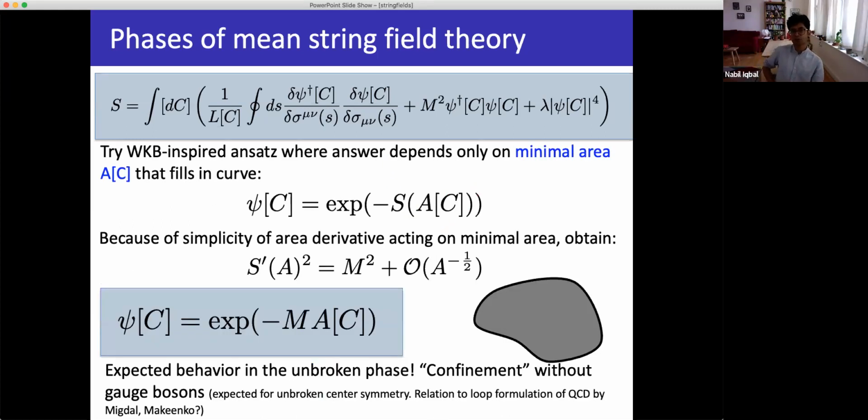So in particular, I'm going to try the following WKB-inspired ansatz. I'm going to assume that the full dependence on this curve C enters only the following way. It enters only as a function of the minimal area A that fills in this curve. Okay. So my string field depends only on that minimal area.